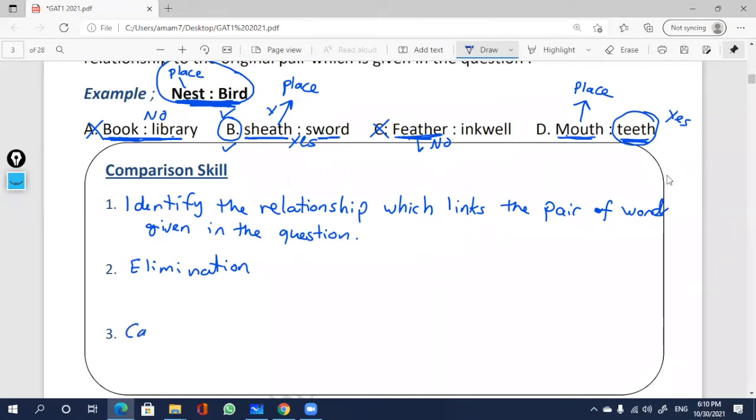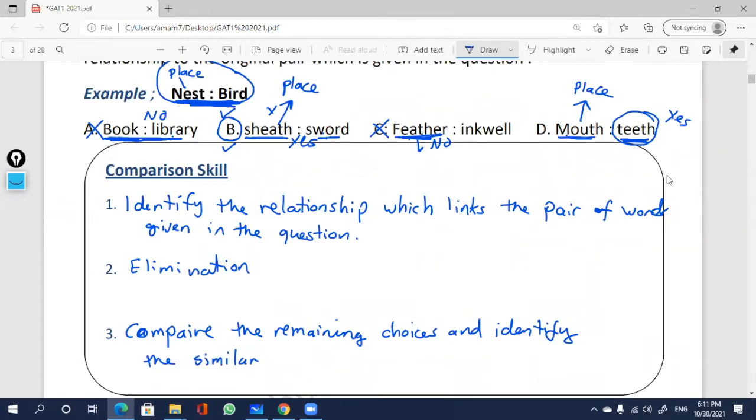So compare the remaining choices and identify the similarities and differences. This is what I want you to do in this part.